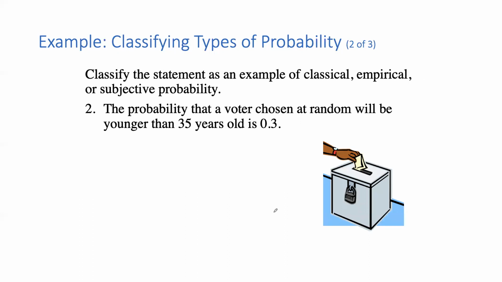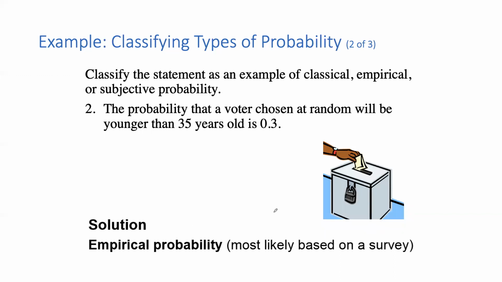The probability that a voter chosen at random will be younger than 35 years old is 0.3. Even before I ask you anything else, how would you go about testing whether this is true or not? You just want to go look at a bunch of different people of voting age, and the more people you talk to, the better. Suppose you talk to 1,000 people, and of those, about 300 are under the age of 35. Based on that, you could say that the probability that a voter chosen at random will be younger than 35 years old is 0.3.